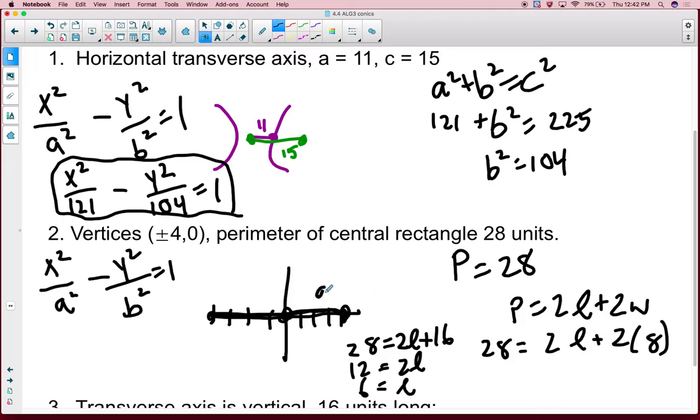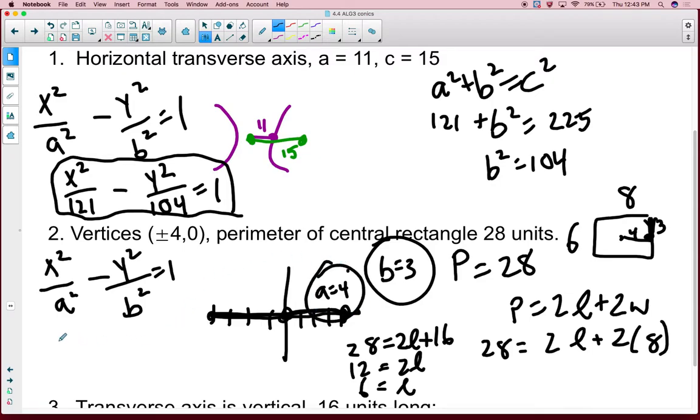So this was a. a was 4. And now I can say my b is half of the length. So therefore, b is 3. Okay, so this is 3. So if I actually drew this in, from here to here is 4, right? From here to here is 3, and then we can check it. So the whole thing is 8. This whole thing is 6. 8 times 2 is 16. 6 times 2 is 12, and 16 plus 12 is 28. So that works.